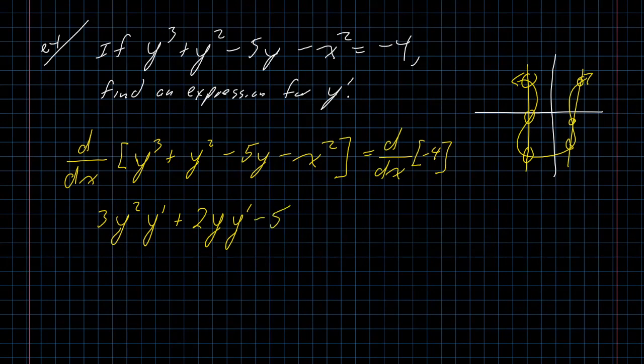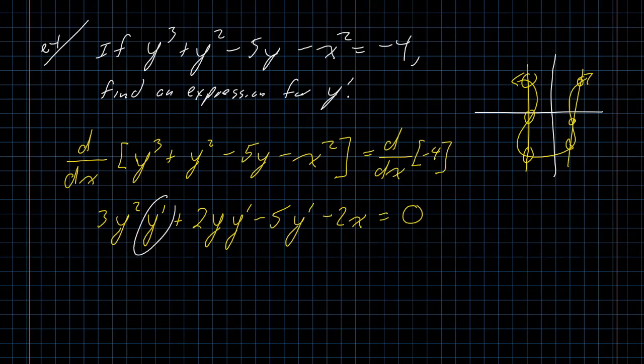Then I have the derivative of y, which is y prime. I have the derivative of x squared, which is minus 2x. And this time I am differentiating x squared with respect to x, so I don't have to use the chain rule here. And then finally, on the right-hand side, the derivative of a constant is 0.